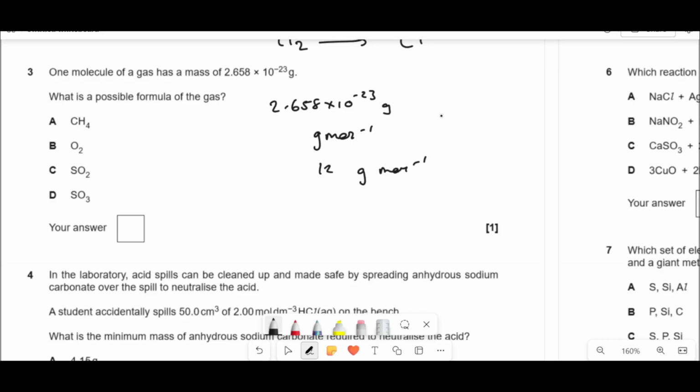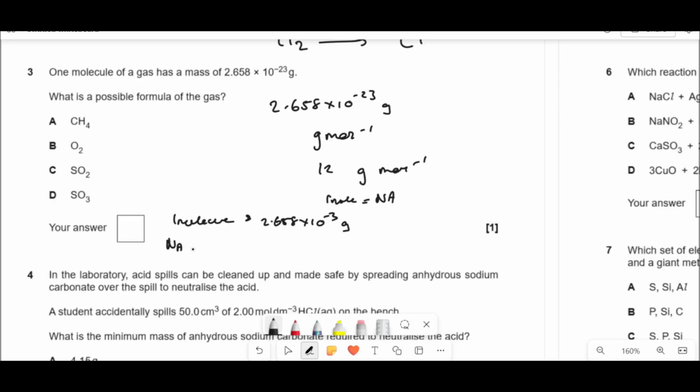So if 1 mole weighs 12 grams, then one singular atom has to be much smaller. 1 mole is Avogadro's constant. If I have 1 mole of bananas, I've got 6.02 times 10 to the 23 bananas. We only have one molecule here, but all the periodic table numbers and Mrs are in moles. So if one molecule has a mass of 2.658 times 10 to the minus 23 grams, then 2 molecules would be double that.